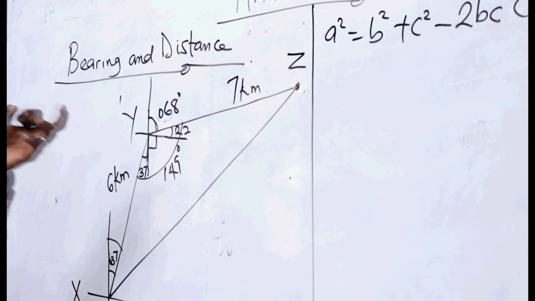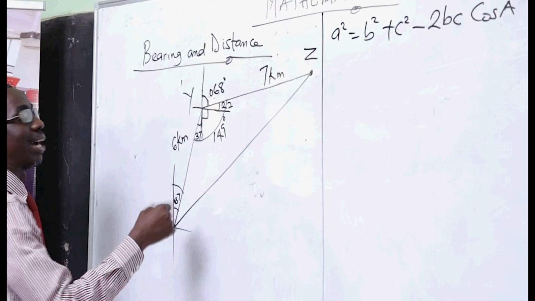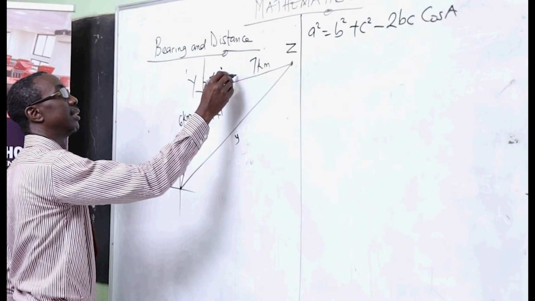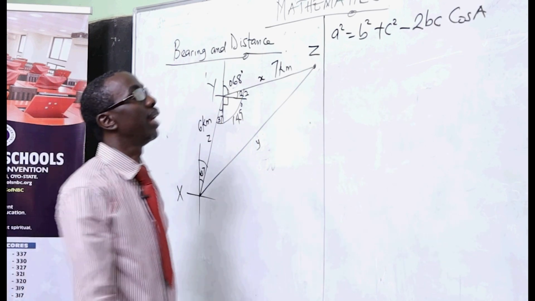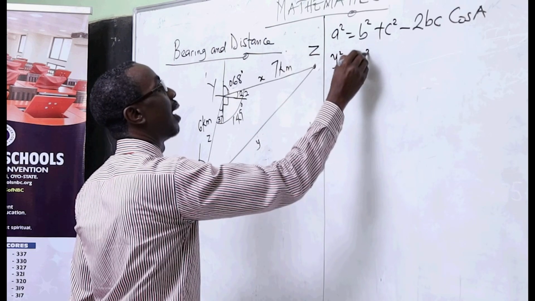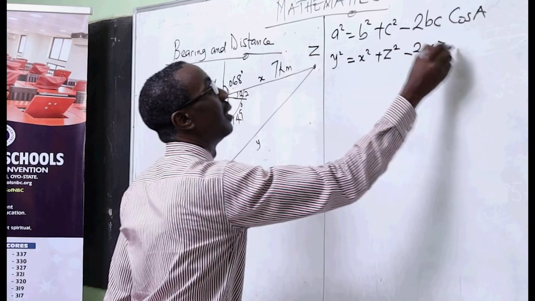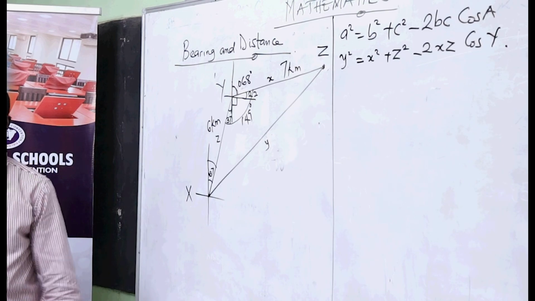Obviously, if I'm using what is on the board to place my values or my letters, this will be small y, this will be small x, and this will be small z. Right or wrong? Right. Okay, with that, I can now say y squared is equal to x squared plus z squared minus 2xz cos y. That is telling us we are using the cosine rule directly for this problem.